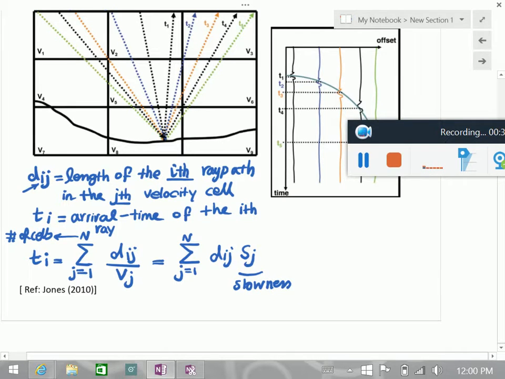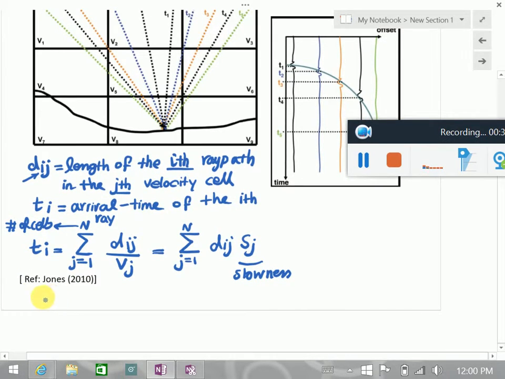This is typical. Now, tell me what's n in this little problem? 9. How many i's do we have? i's from 1 to 5. So we call this m. So we have m rays.